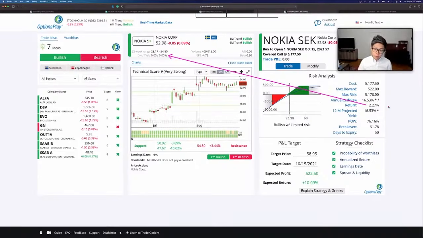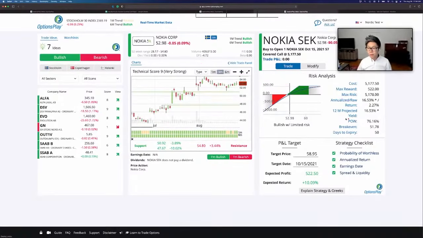And if Nokia rallies up to 57 crowns, you are able to take profit and keep this 2.27%. If Nokia does not rally up to 57 crowns, then you keep the 2.27% and you can come back and do this all over again and perhaps collect another 2% over the next 50 days. And you might be able to do this multiple times.